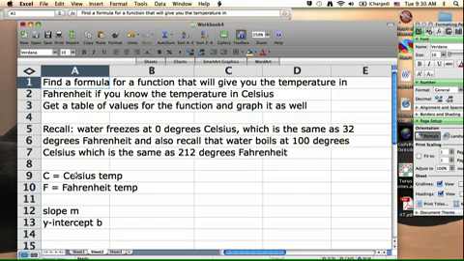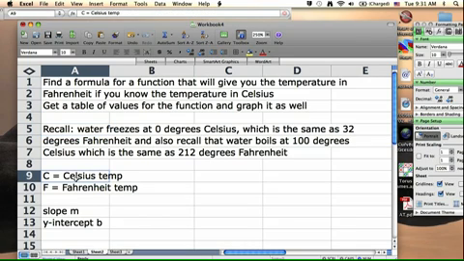We need extra information. If you only were given this much information, it's really not quite enough. You need to know some things. For example, you need to recall that at least at standard atmospheric pressure, water freezes at 0 degrees Celsius, which is the same as 32 degrees Fahrenheit, and that also at standard atmospheric pressure, water boils at 100 degrees Celsius, which is the same as 212 degrees Fahrenheit.